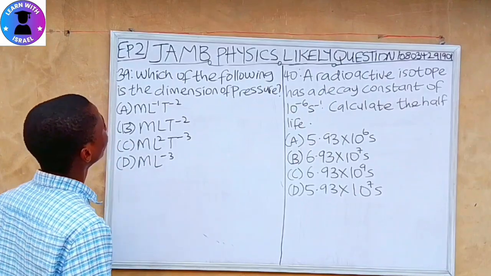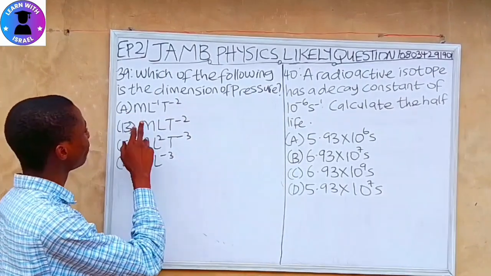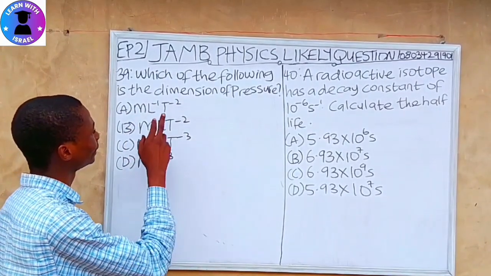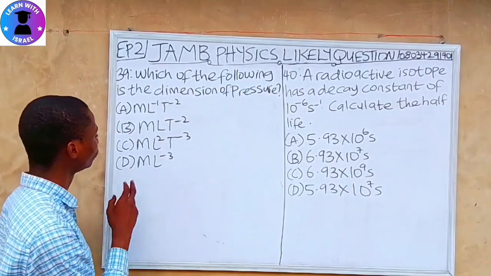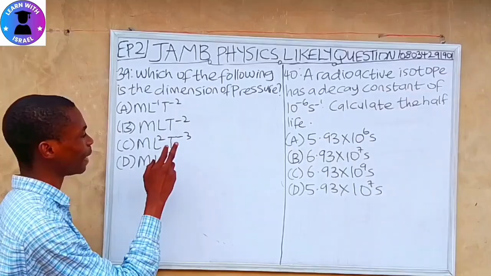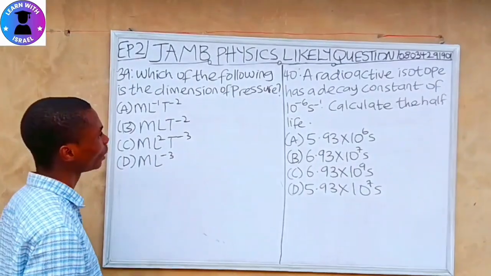Question 39. Which of the following is the dimension of pressure? A. ML raised to power minus 1 T raised to power minus 2. B. MLT raised to power minus 2. C. ML raised to power 2 T raised to power minus 3. D. ML raised to power minus 3.